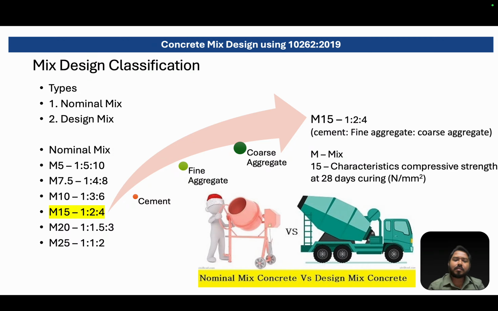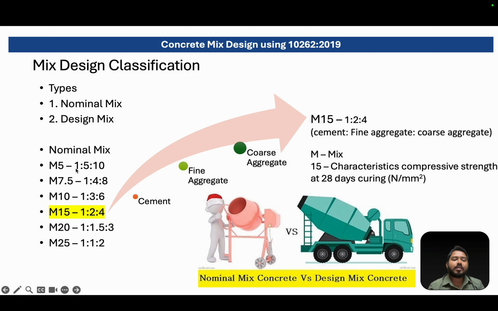Nominal mixes are designated as M5, M7.5, M10, M15, M20, M25. Definitely one curiosity you might have: what does this M stand for? M stands for mix, and the numeric digit, whether it is 5, 7.5 or 10, represents the characteristic compressive strength at 28 days of curing. That means the maximum strength you can achieve after 28 days of curing. For example, M15 grade of concrete means 15 megapascal, which is what you are likely to get. That is the meaning of M15.